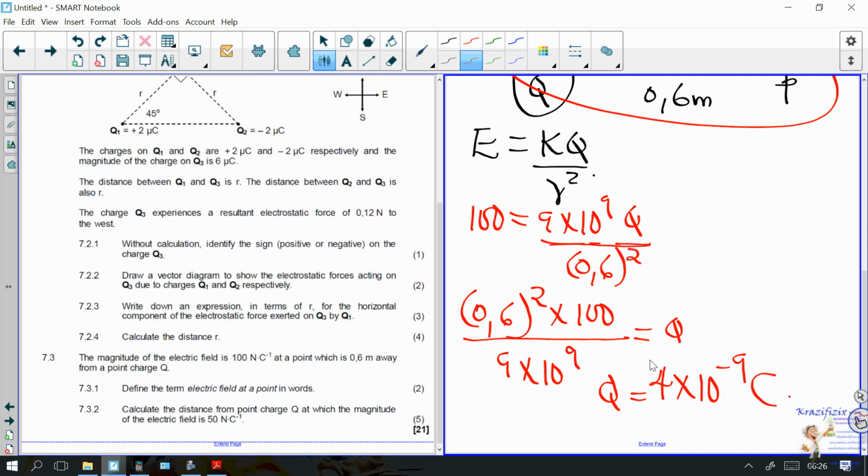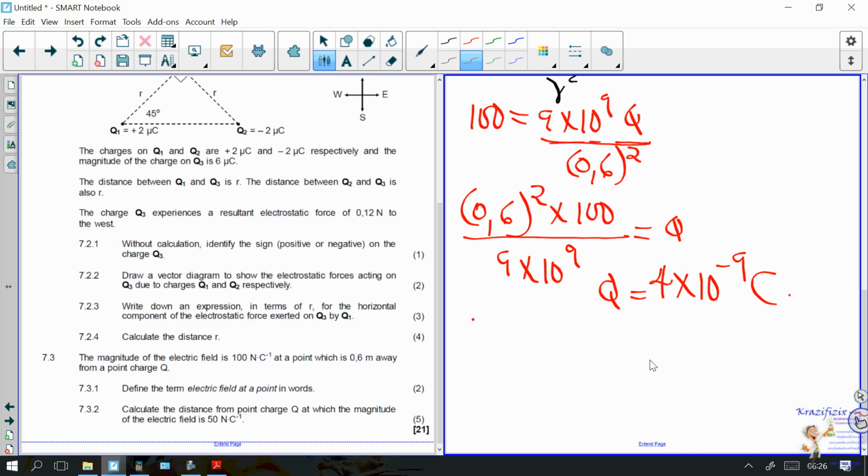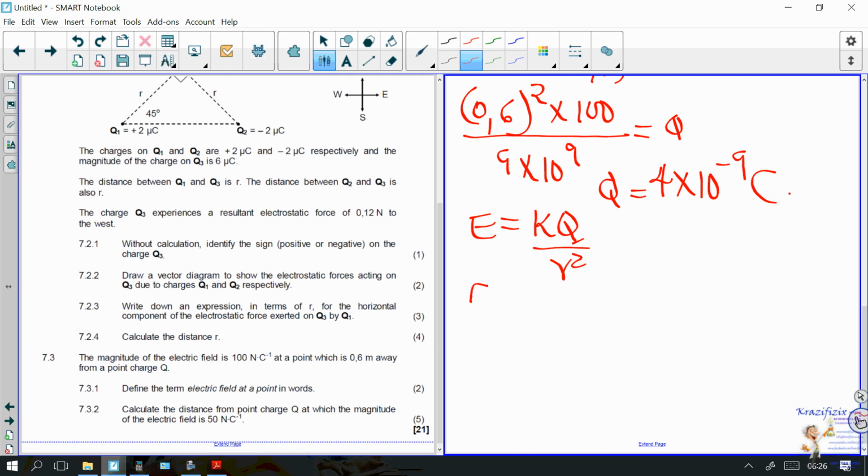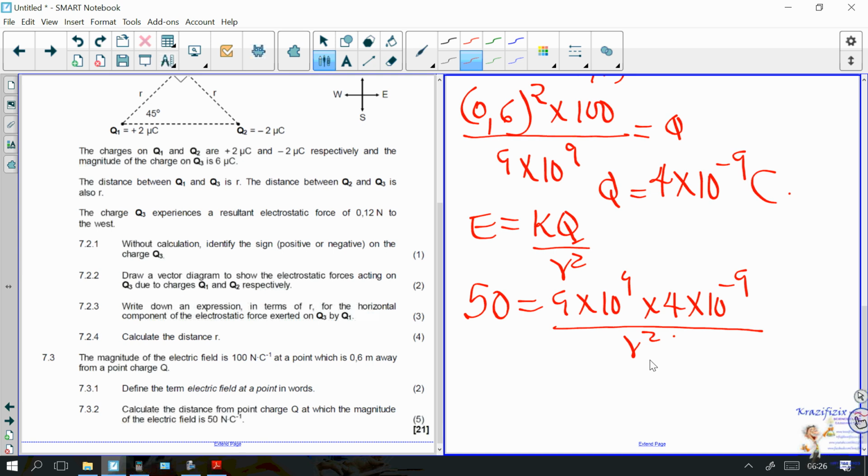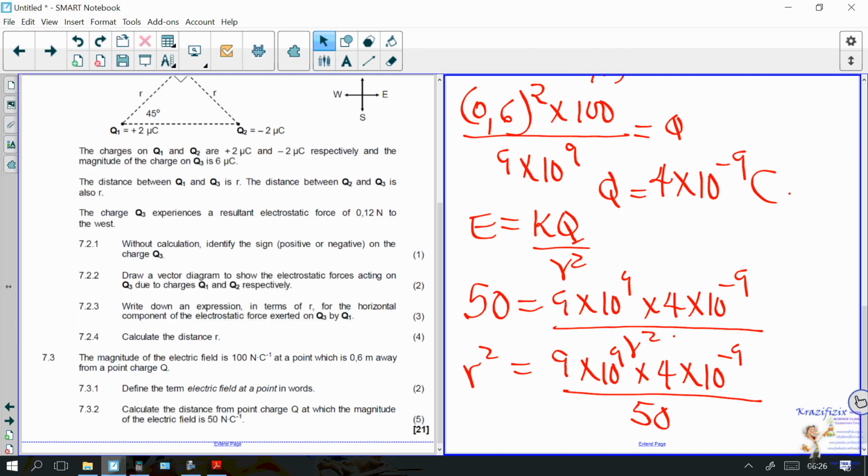All right, now I am looking for R. I know my E now. Again, I'm going to use the same formula, KQ over R squared, but my E now is 50. So 50 equals 9 times 10 to the power 9 times 4 times 10 to the power negative 9 over R squared. This is what I'm now looking for. Mathematically, R squared should be equal to 9 times 10 to the power 9 times 4 times 10 to the power negative 9 divided by 50, because all we need to do is to cross multiply and divide both sides by 50. What's my answer here going to be?